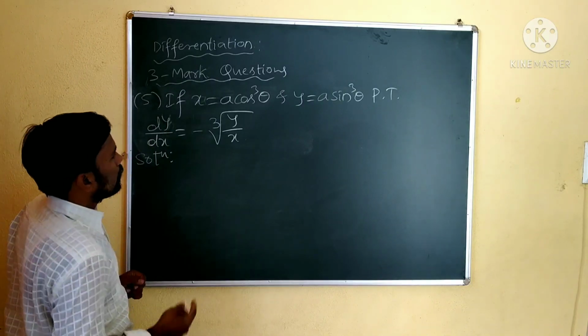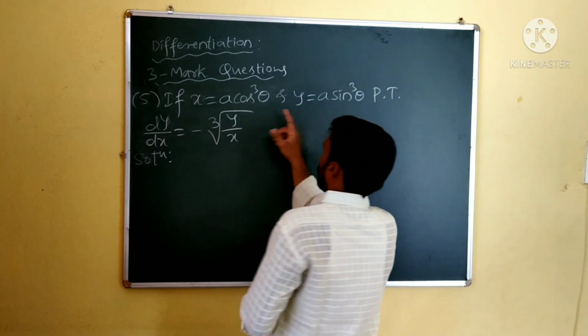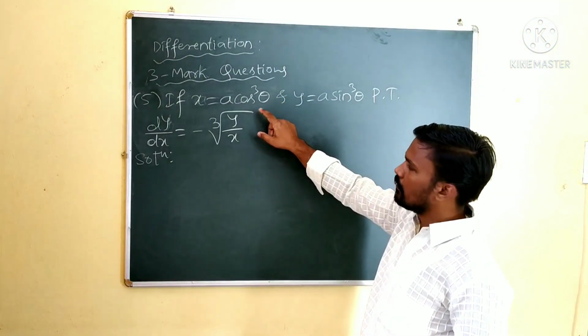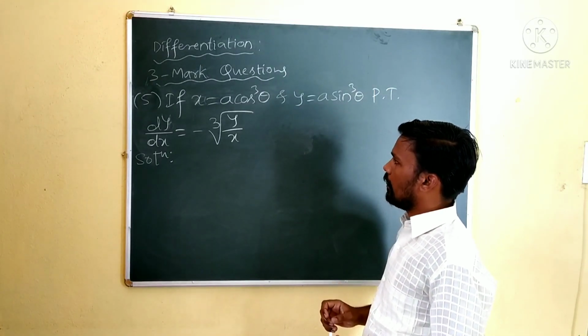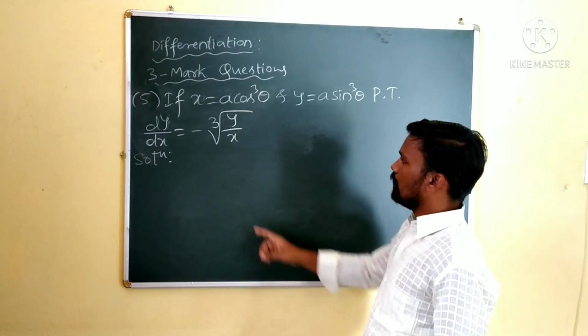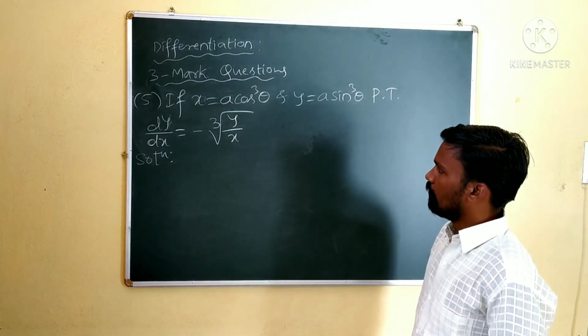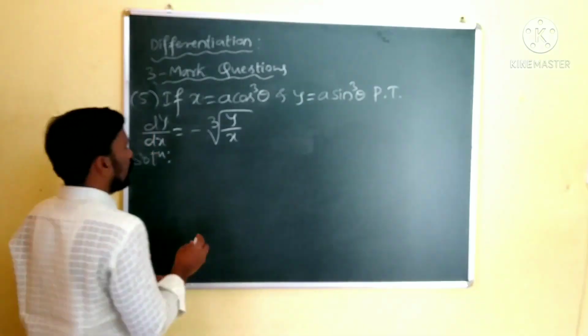Here, these two are again parametric equations. Apart from x and y, there is one more variable which is common in both the equations. That is theta. We have to differentiate these two equations with respect to theta, and we need to prove that dy by dx is equal to minus cube root of y by x. So take the first parametric equation.